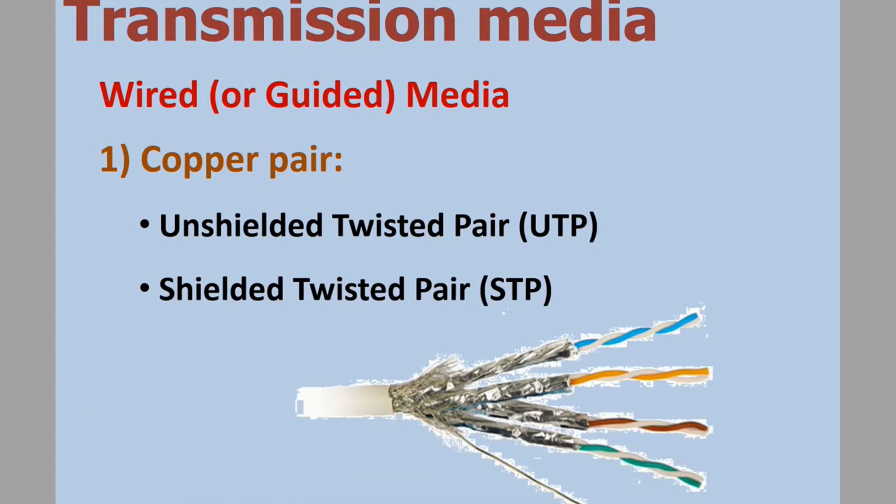Then there is shielded twisted pair. The difference is obvious. The wires are shielded, some kind of insulating material is wrapped around them. That is called shielded twisted pair. And the two cables are twisted with each other like this. That's why it's called twisted. Clear?